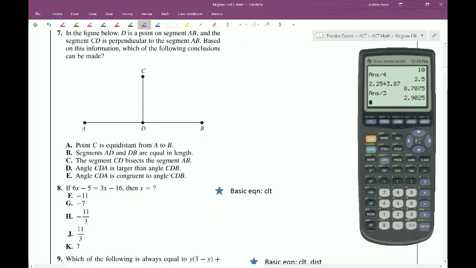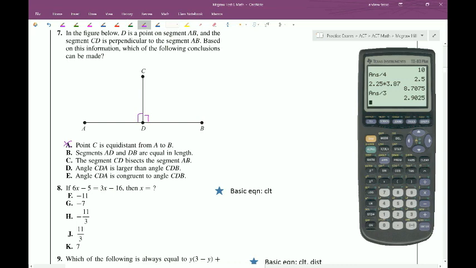In the figure below, point D, okay, CD is perpendicular. So we do have right angles here. Based on this information, which of the following conclusions can be made? Point C is equidistant from A and B. Well, I could draw point B all the way over here. We don't know about those distances, so you can't draw that conclusion.